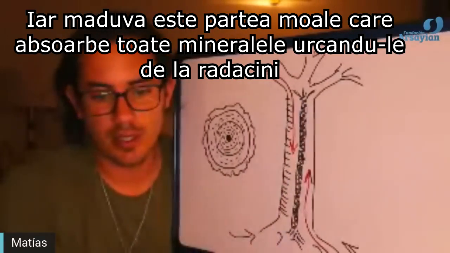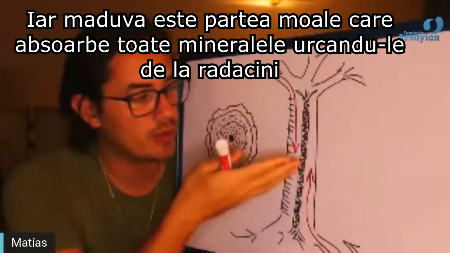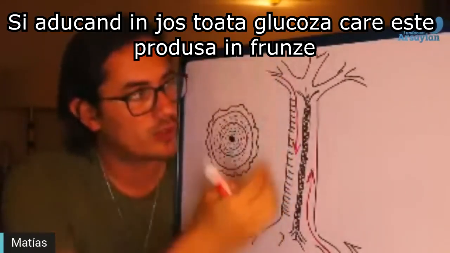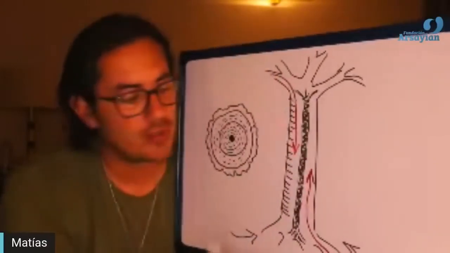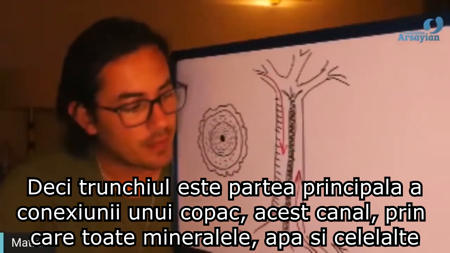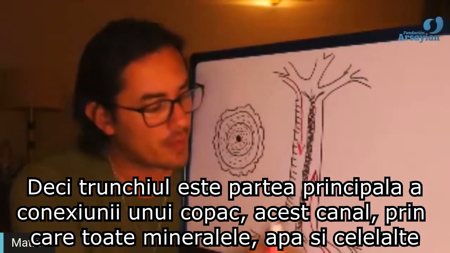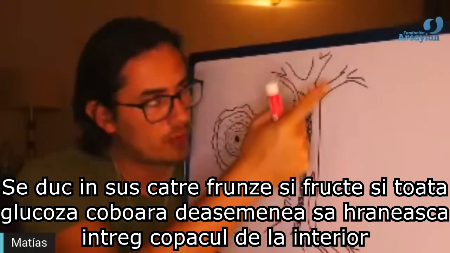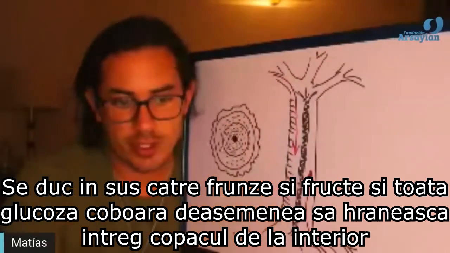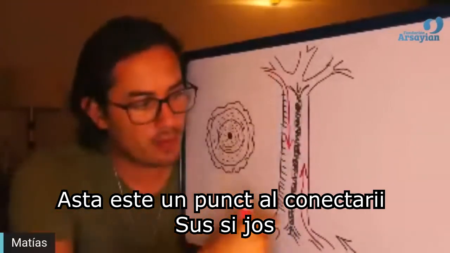So this marrow inside the tree is a soft part that absorbs all the minerals going up from the roots and brings down all the glucose that is produced in the leaves. So this is the main central part of connection of a tree. It's a canal through where all the minerals, the water and all the things are absorbed, going down for the leaves and the fruits, and all the glucose goes down also to nourish the tree from inside. So this is the point of connection, up and down.